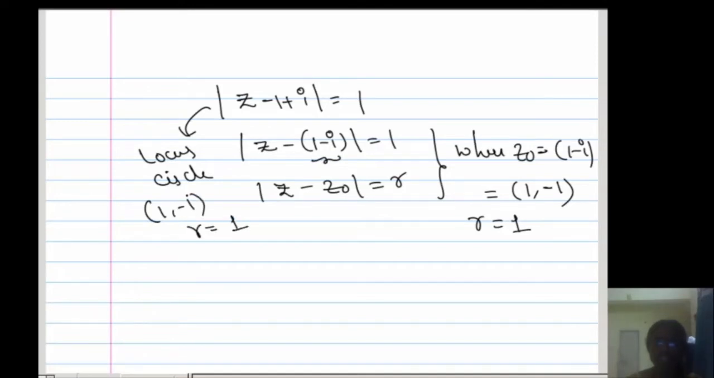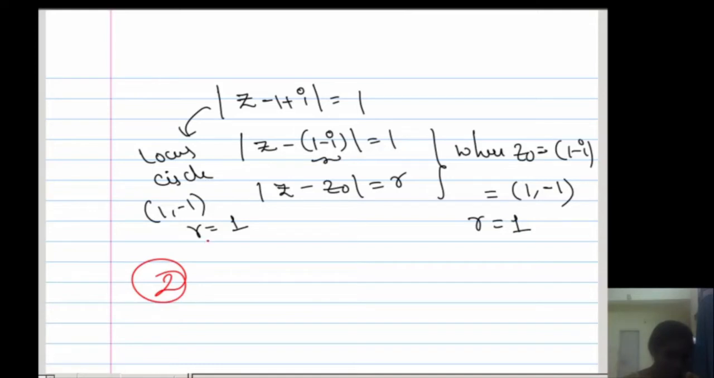1 comma minus 1 lies in which quadrant? X positive, y negative, so the fourth quadrant. So the circle is in the fourth quadrant, with this center and radius 1. For objective questions, you can usually know whether it represents a circle or a straight line by using the standard form as a shortcut.